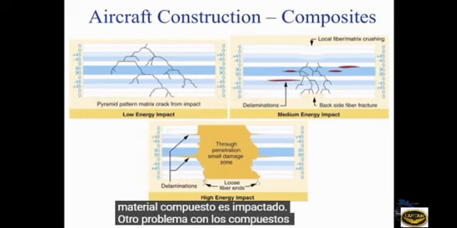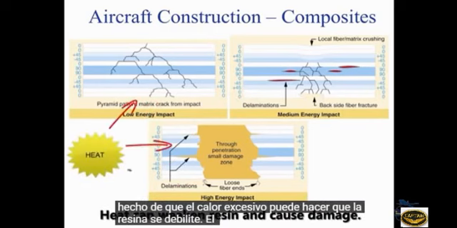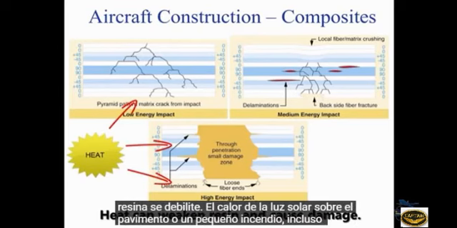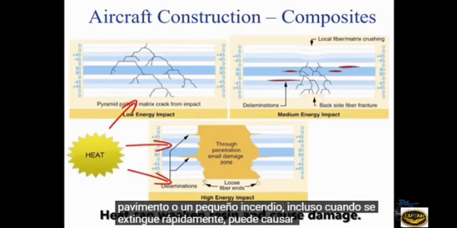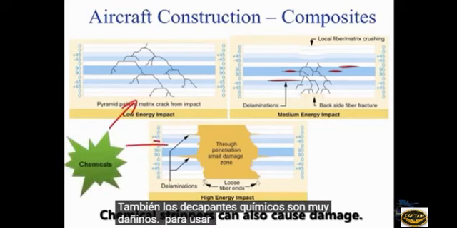Another problem with composites is the fact that excessive heat can cause the resin to weaken. Heat from sunlight on pavement or a small fire, even when extinguished quickly, can cause damage. Also, chemical paint strippers are very harmful to use with composites.